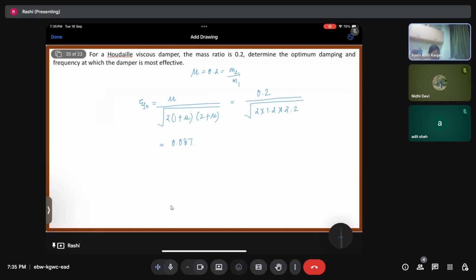Similarly, for omega optimum, we have omega by omega n given in the form of under root of 2 by 2 plus mu. This will turn out to be under root of 2 by 2.2, and it will be 0.9535. So these are the optimum values, and if you select this kind of optimum value for the tuned vibration absorber, then we are going to have the minimum amplitude.